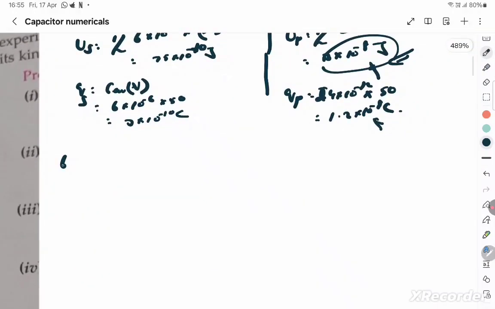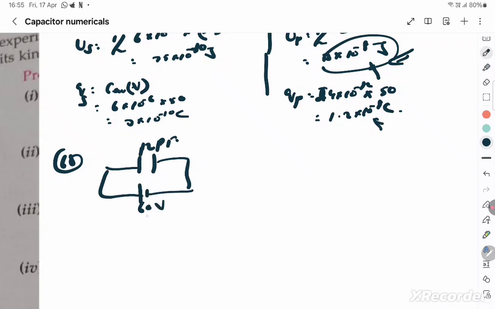The next question is the 68th question, where a 12 picofarad capacitor is connected to a 50 volt battery. How much is the electrostatic energy stored in it? It's just half CV square, so you get 1.5 into 10 to the power minus 8 joules. If another capacitor of 6 picofarad is connected in series with it, you're taking this 12 picofarad and connecting it with another 6 picofarad capacitor in series with it. Once again, hold on.